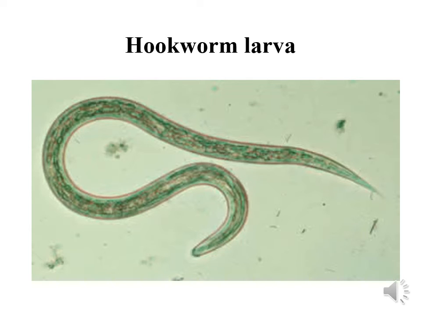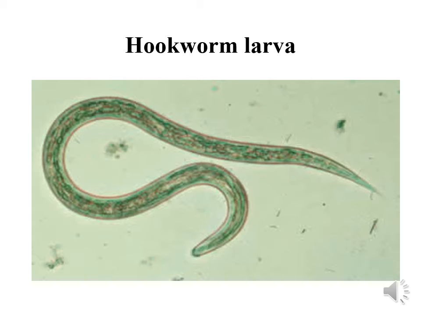The eggs of hookworms are passed in stool, and then they hatch to release the larva. This larva is known as the rhabditiform larva. It's non-infectious, a free-living larva. After 2 to 3 days, it molts to become an infective filariform larva.